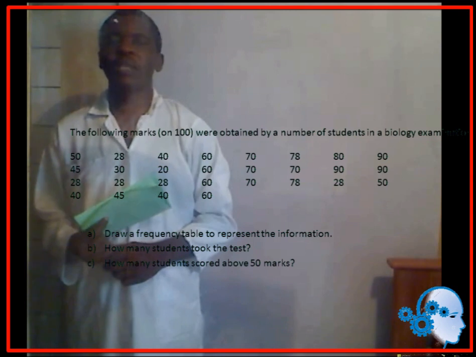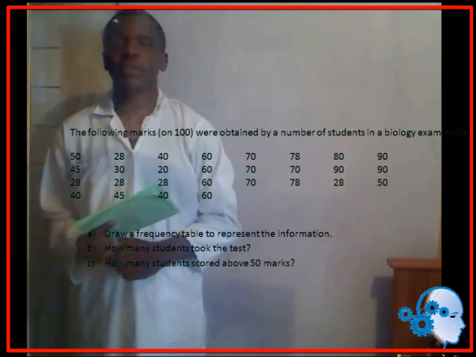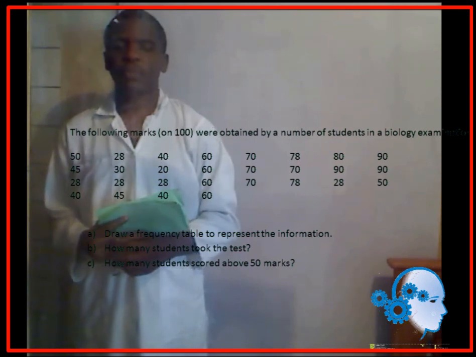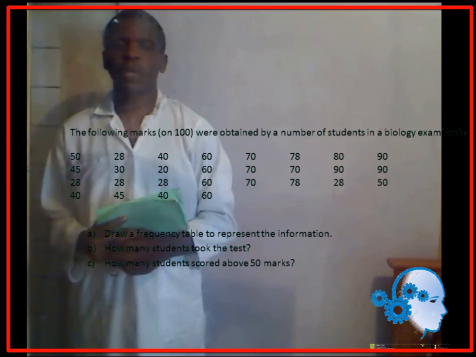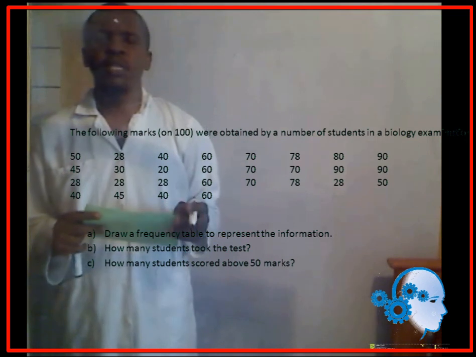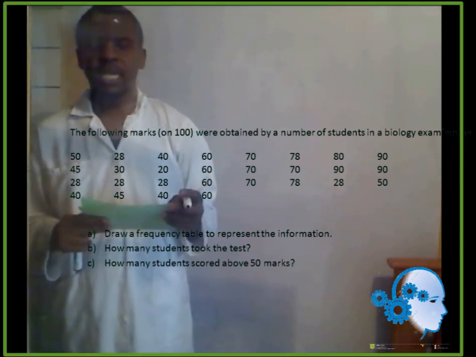The following are marks obtained by students during a test. We have been asked to come up with a frequency table. So how do we go about this? The first thing is to look at the values that are given in the data. So I start by looking at the different types of numbers that I have in the data.